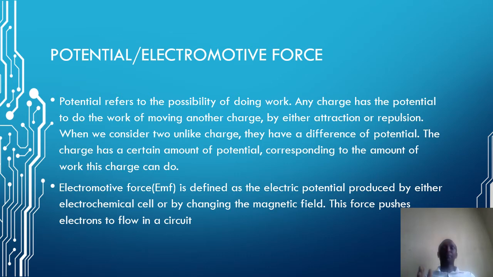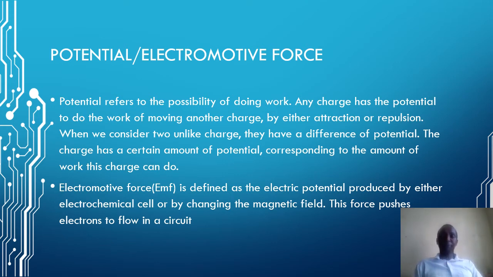Now, charge can do work when it is in motion, when it is moving from one point to another. And for us to do that, we have to find a way of moving this charge around a circuit, and we'll use what we call electromotive force. And this is an electrical potential produced either by a battery or an electrochemical cell, or a changing magnetic field, and this force pushes electrons to flow around a circuit. And when the electrons flow around the circuit, they are now able to be of some use.